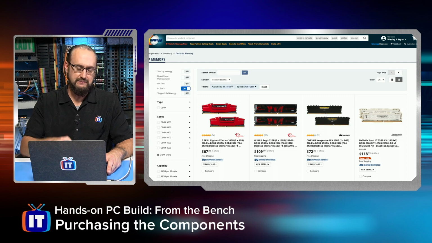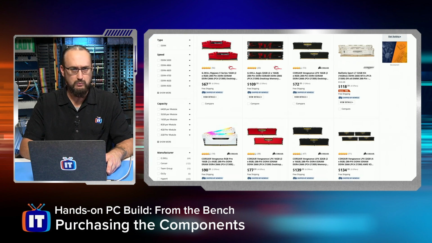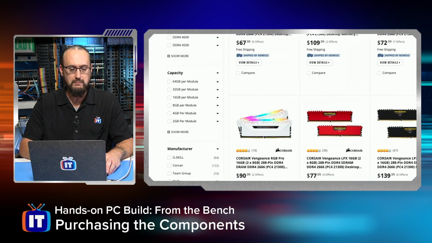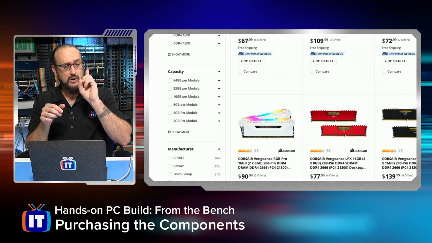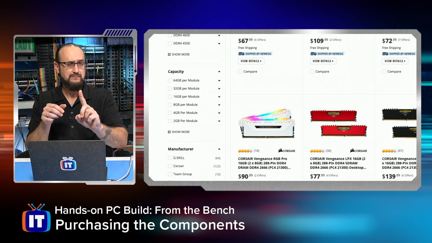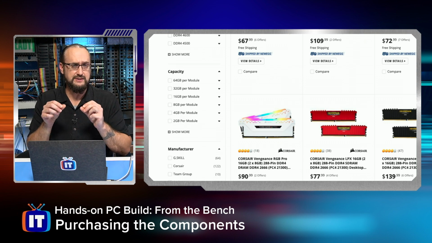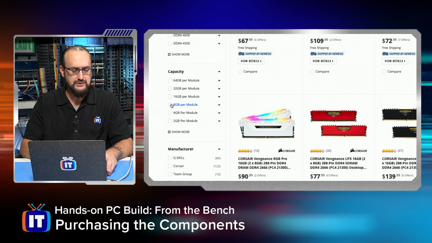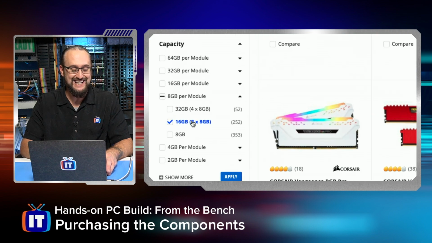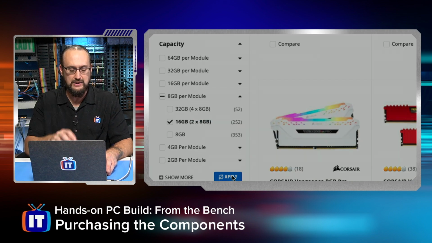Now, the next thing we have to figure out is what capacity of RAM we want. I want to make sure that we have 16 gigs of RAM. Now, when we do this, we could get one 16 gig stick. That would be very expensive. A single 16 gig stick is more expensive than two 8 gig sticks. So I'm going to say, you know what? I want 8 gigs per module, and I want 16 gigs, so I filtered out exactly how much memory I want.